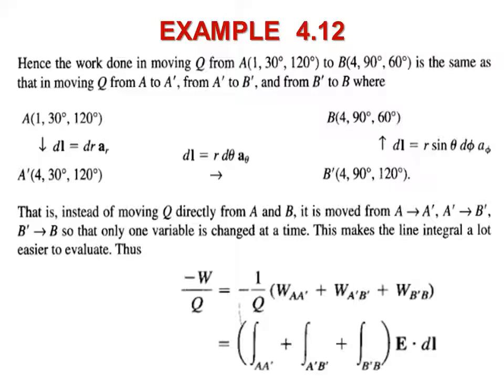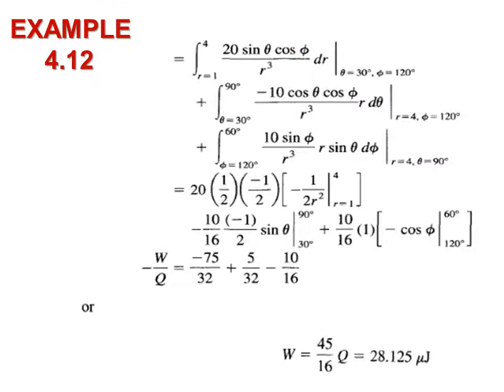Thus, we can say minus W over Q is equal to minus 1 over Q integral of, work done from A to A dash, plus W from A dash to B dash, plus W, work done from B dash to B. So we can put all these formulas in the integrals and find the value. All this is solved here, and in the end what we need to find is W, the work done. So the work done will be equal to 28.125 microjoules.